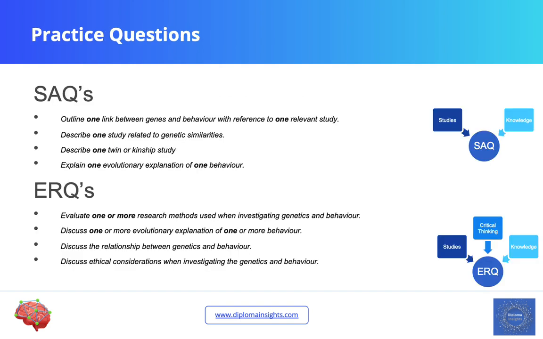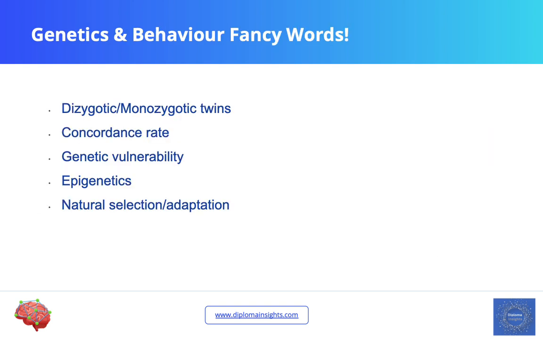And here are some practice questions that you can have a look at, short answer questions and essay response questions for you to plan and think about how you would demonstrate knowledge, what studies you would use, and also for your essays, what relevant critical thinking would you include. The genetics and behaviour topic has a few fancy technical words. Including these in your responses when relevant and explaining them will help demonstrate knowledge.